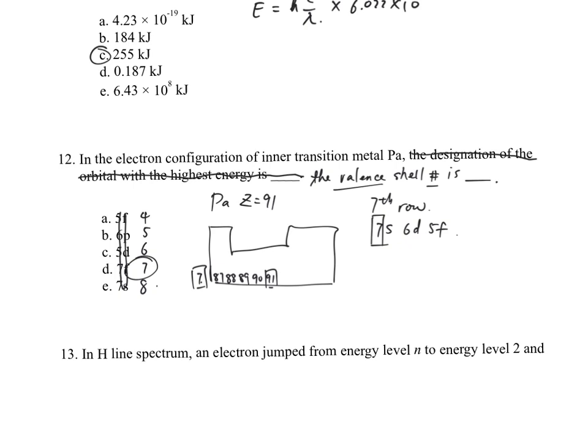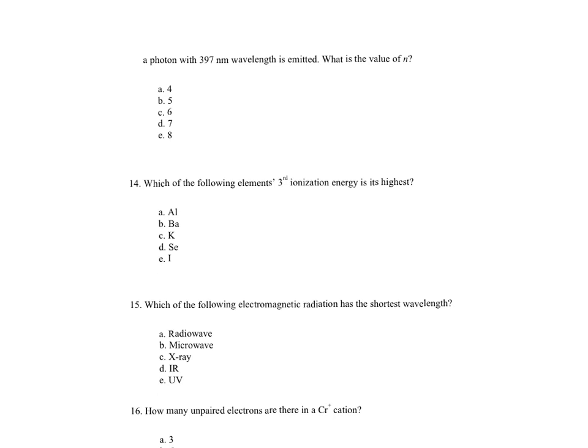The hydrogen spectrum problem is one of the least mistaken, a very easy and straightforward calculation. Just stick your numbers into the Rydberg equation that was available on the exam, so I'm not going to spend too much time on this. Correct answer is 7. Rydberg equation: 1 over 2 squared minus 1 over n squared equals 1 over 397 nanometers. Stick your numbers in, you're going to find your n equal to 7.